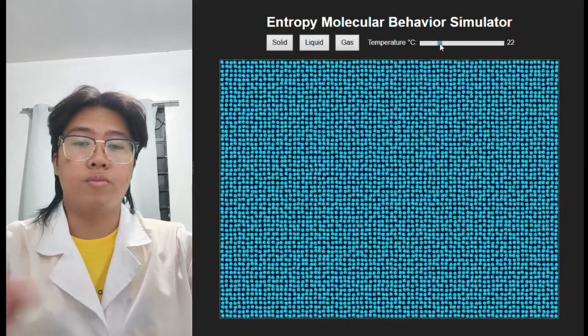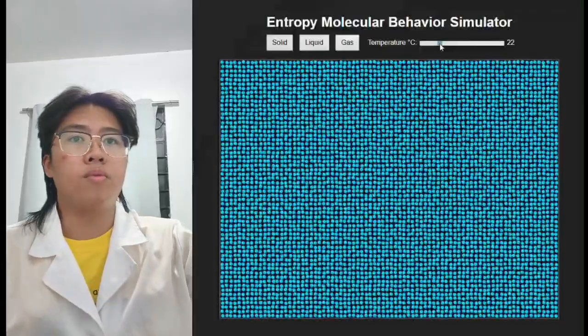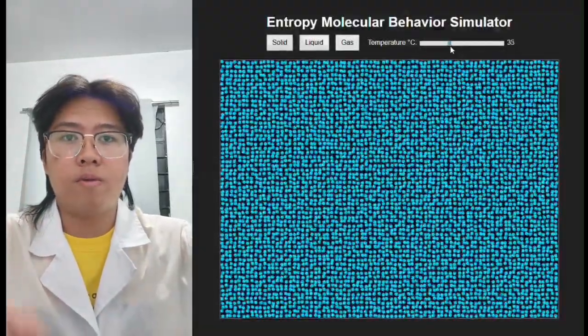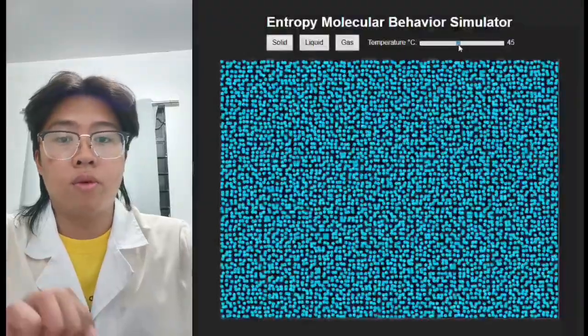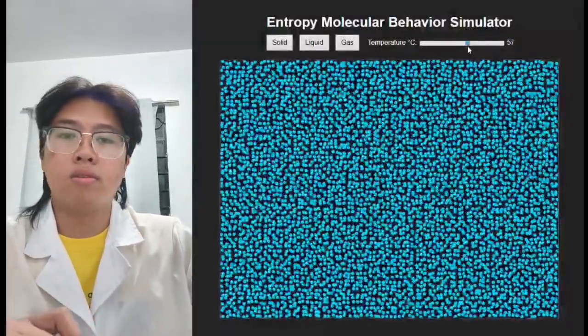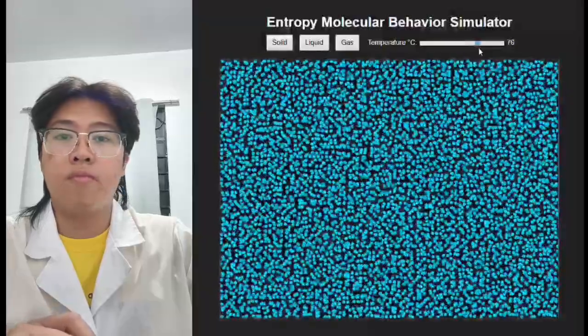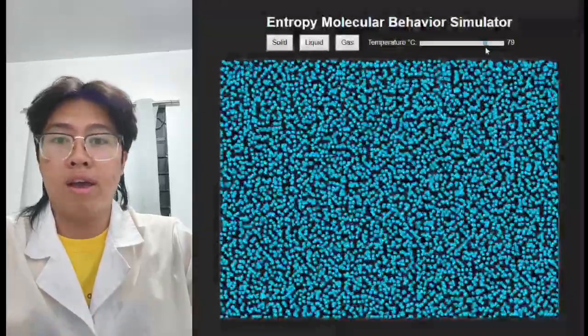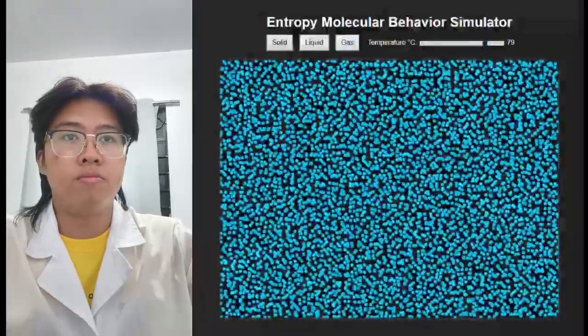Now we have come to the simulation. As you can see, when we go on solids, the molecules are vibrating in one place. But as we raise the temperature, you can see that they start to vibrate more. This is due to entropy rising and the atoms increasing in energy.